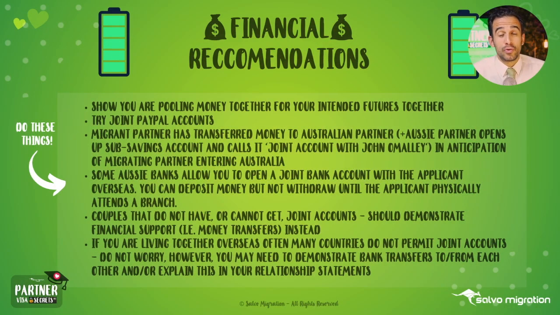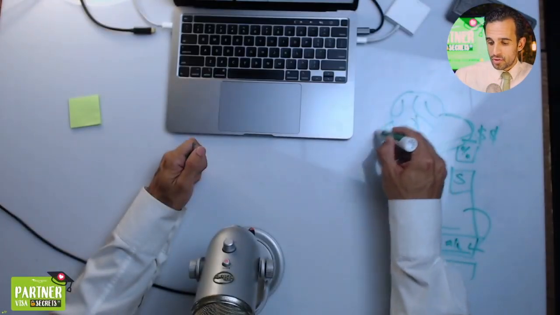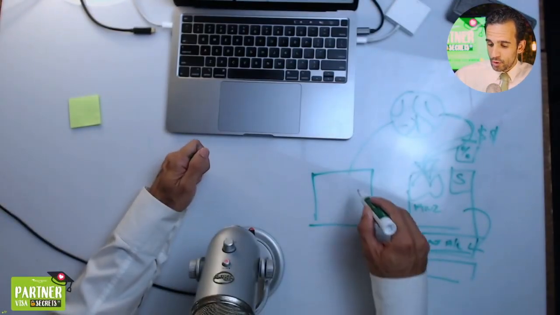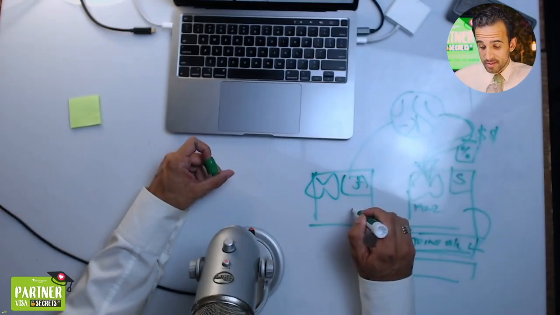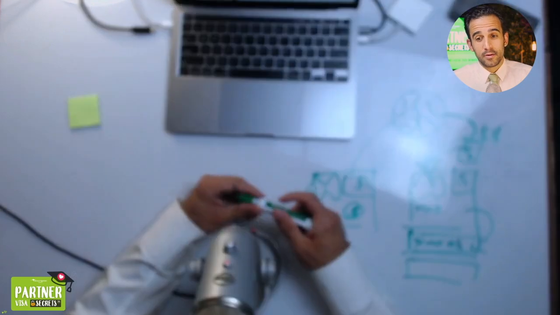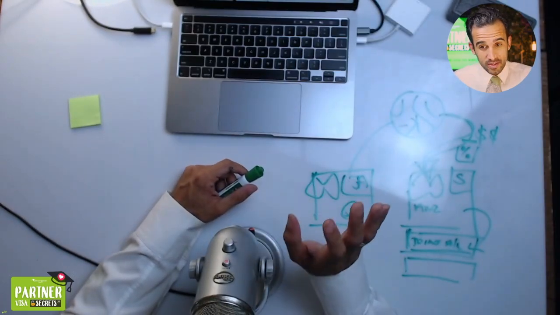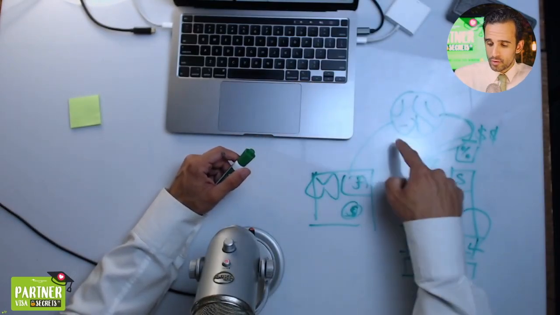Some Australian banks do allow you to open up a joint account with the applicant overseas. The applicant can actually deposit money directly into the joint account, so not necessarily to the sponsor's personal account and then the sponsor transferring to their sub-savings account. I mean, in this scenario, the applicant transferring directly into a joint account in Australia that's been opened by the sponsor. The sponsor goes and opens that account. Some banks allow you to do that. I know Westpac is one of them. Transfers money into the joint account.